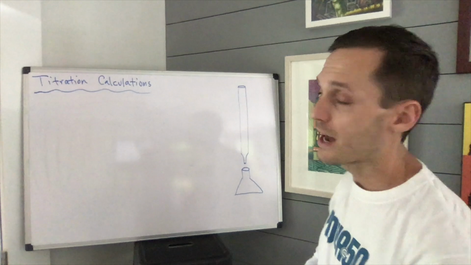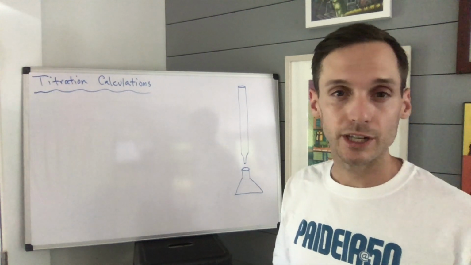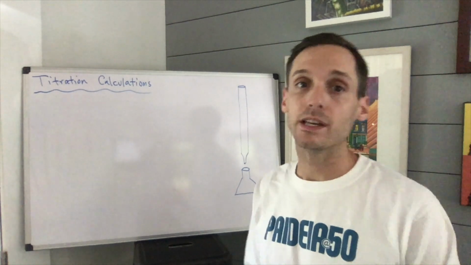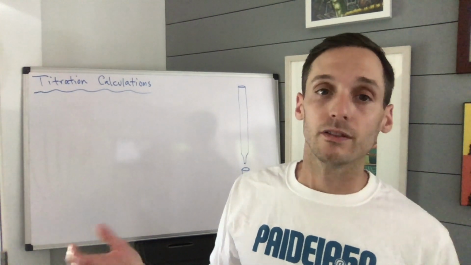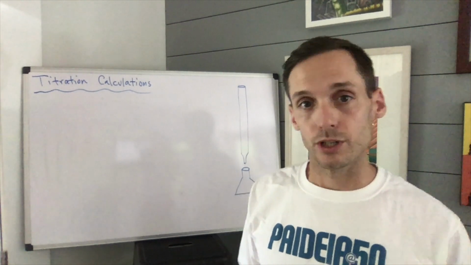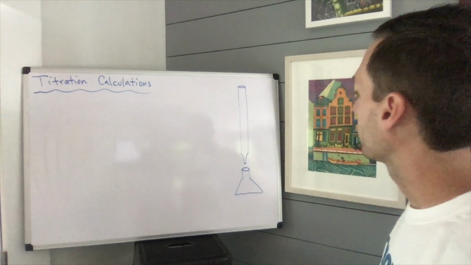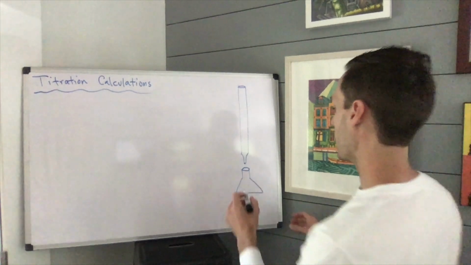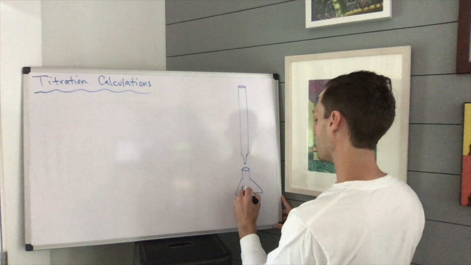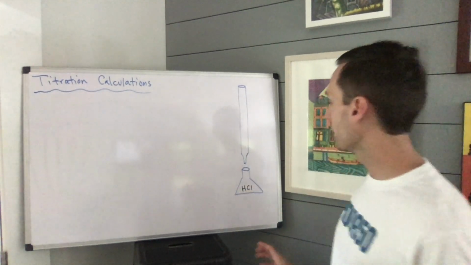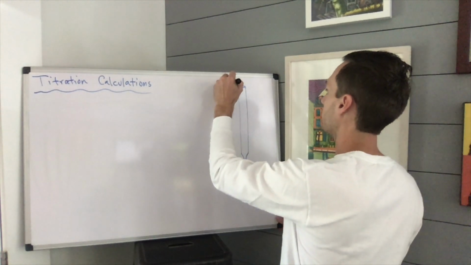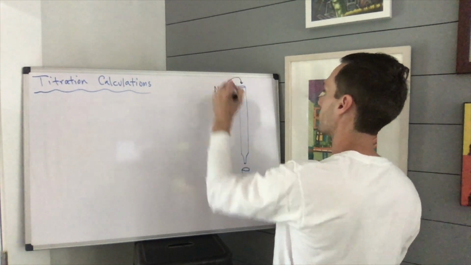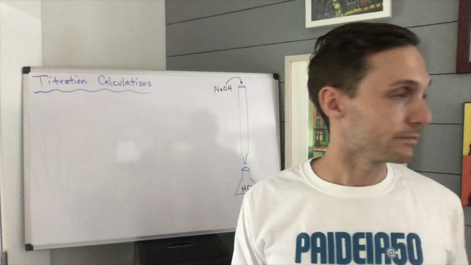Okay, so the last thing that we have to do is I want to show you how we do the calculations for titrations, because remember, our goal for a titration is to figure out the unknown molarity of one of your solutions. So I just want to show you how we go about that. So for this theoretical titration, the acid I'm going to use is HCl, and then the titrant here is going to be our base, and I'm going to use sodium hydroxide.